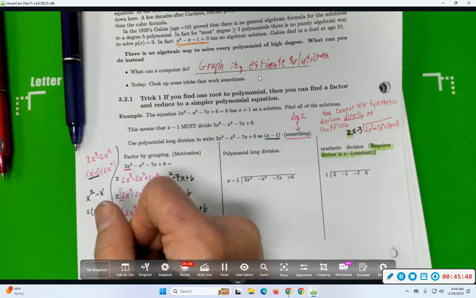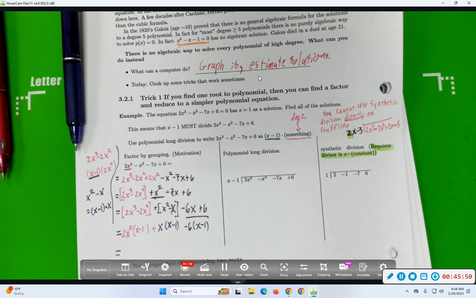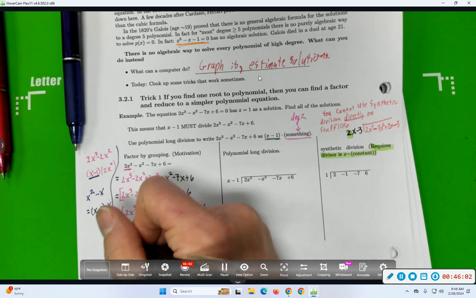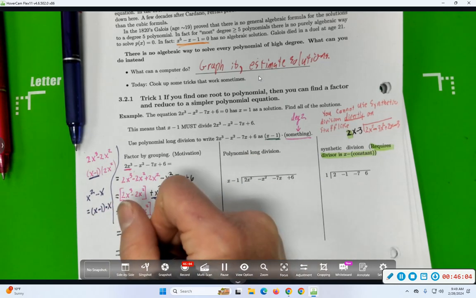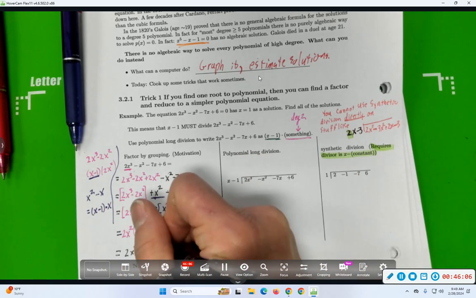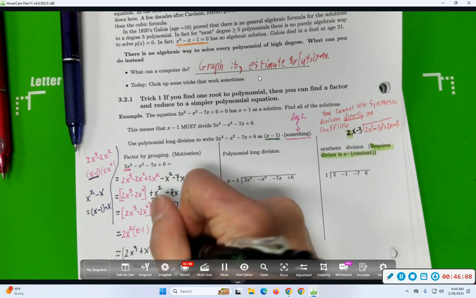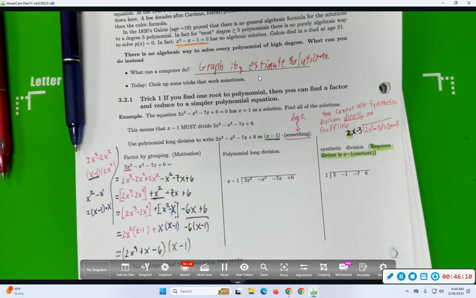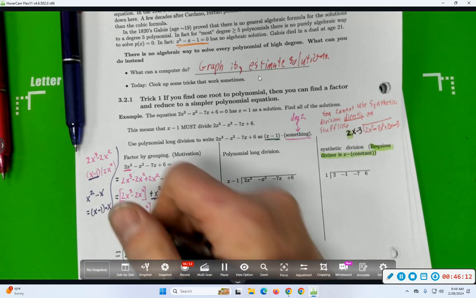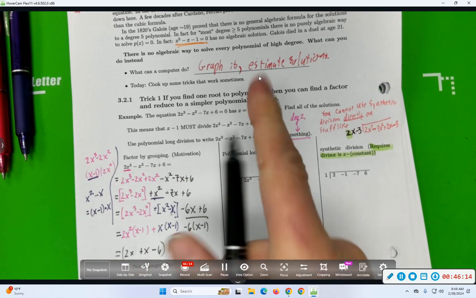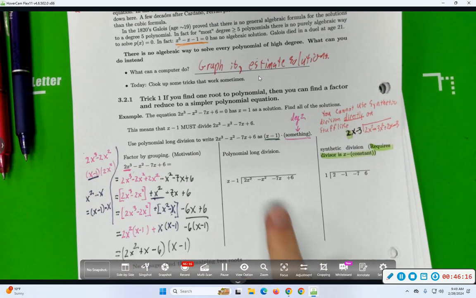Ooh, so this is looking good, right? Everything there now has an x minus 1 next to it. So you can factor out an x minus 1. 2x squared plus x minus 6 multiplied by x minus 1. Yep. I just did polynomial division, and I got that too.